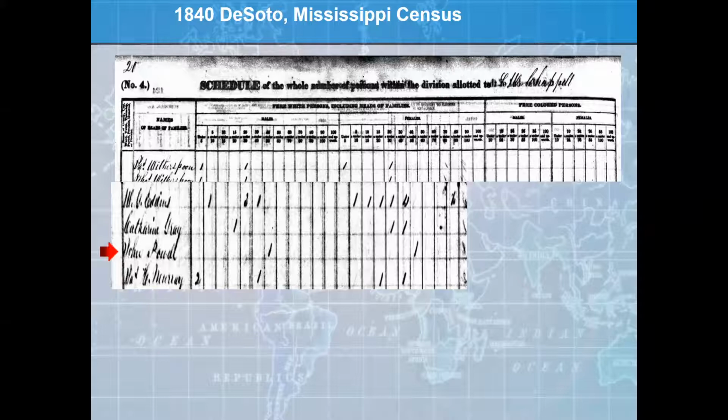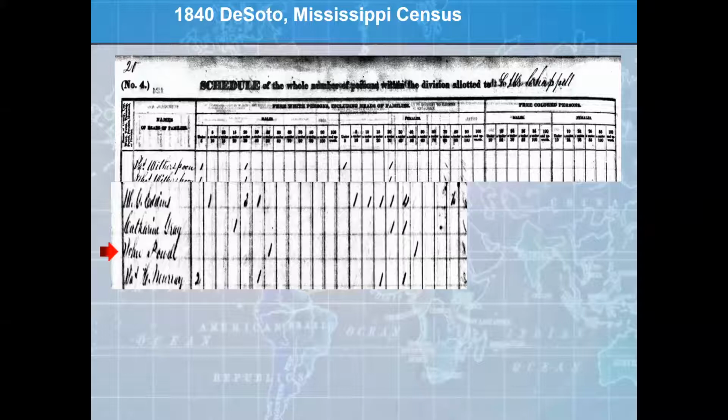In 1840, I run into a problem. I find a John Powell in DeSoto, Mississippi, but the John Powell there is 40 to 50 years old. This one was born sometime between 1790 and 1800. My John was born about 1817. So what does that mean? I need to do some investigation.